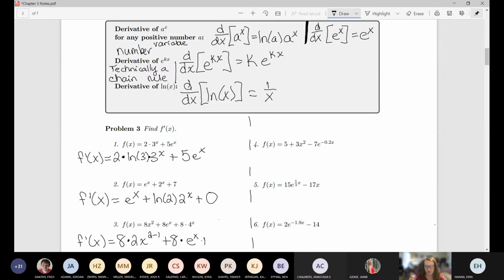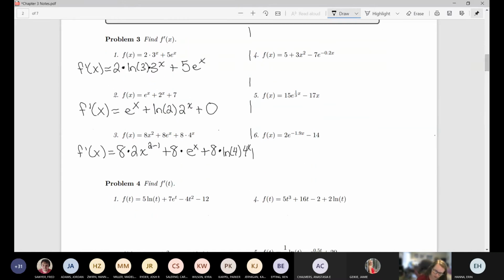Then we have to add that to the derivative of 8 times 4 to the x. Since that 8 is multiplied to something with an x in it, it has to stay along for the ride. What's the derivative of 4 to the x? It's natural log of 4 times 4 to the x. So now that I don't need the rules anymore, I can scroll down a little bit. So we could, of course, rewrite this one: 16x plus 8e to the x plus 8 natural log of 4 times 4 to the x.